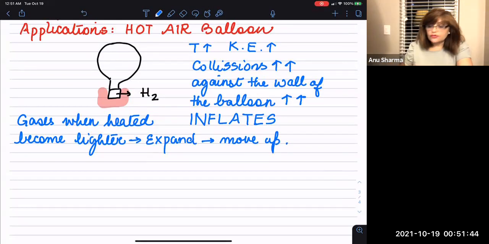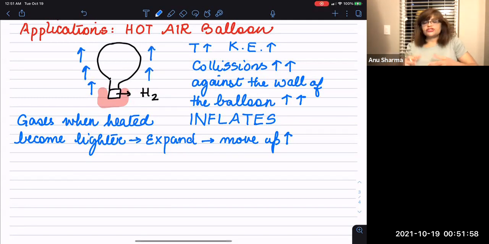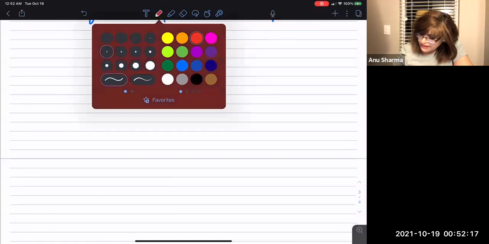And the collisions are also increasing. So they become lighter, they begin to move up, and as they move up, the balloon begins to rise with them, because the gases are all trapped inside the balloon. It's just the hot, lighter gases moving up, and that's how the hot air balloon works. When the temperature increases, the volume of the gas and the volume of the balloon also increase. So this is the application of the hot air balloon. Now we're going to look at the Gay-Lussac law.